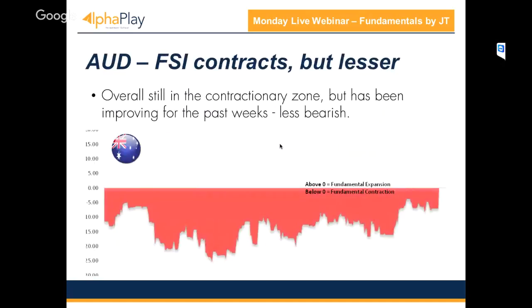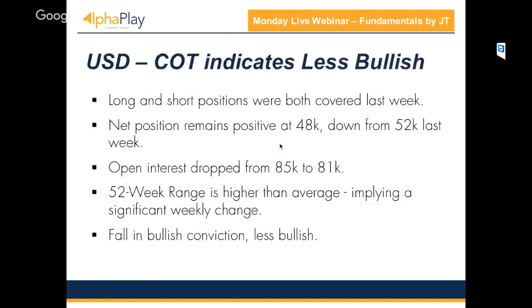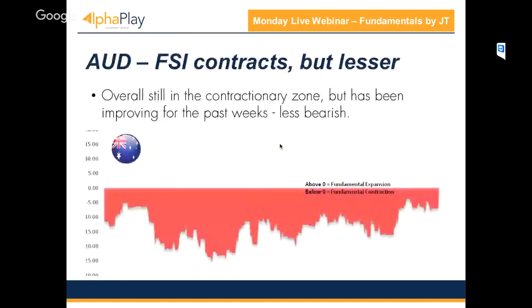For the Aussie, we are slightly bearish, and the bearishness has actually already played out as of now. The FSI is actually contracting, but to a lesser extent. You would see that there's a trajectory here that shows improvement from the last few months. This happened during the August to September period. It's pretty low, but compared to the March and April period, it has improved a lot. Obviously, this is because of China's economic expansion.